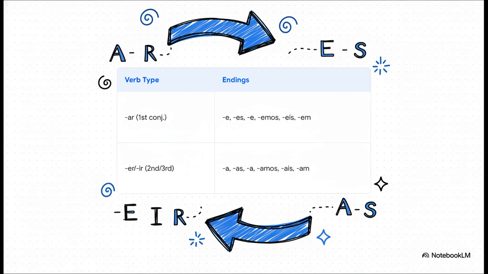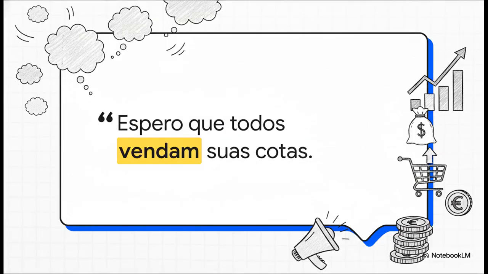It's that easy. So let's look at a real-world example. Espero que, I hope that, is a massive trigger for the subjunctive. See, we're not saying that they are selling their shares. That would be a fact. We're in that world of hope, of uncertainty. And that's exactly why the verb vender flips its ending to become vendam.